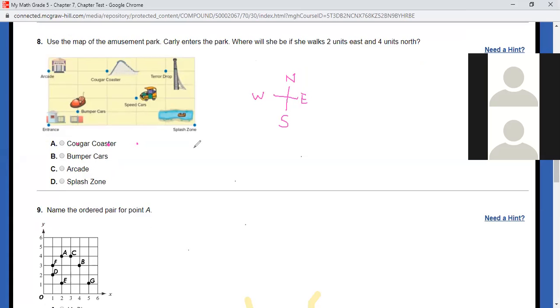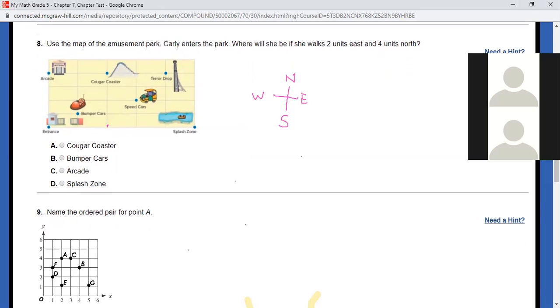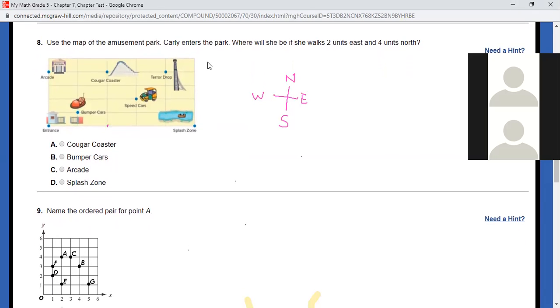A. You think it's A? So A says the Cougar Coaster. Let's test this. All right, east. So I'm going this way. So 1, 2, east. All right, and then I'm pretty sure it said 4 units north. So let's go up 4. 1, 2, 3, 4. Boom. Cougar Coaster, she is correct.